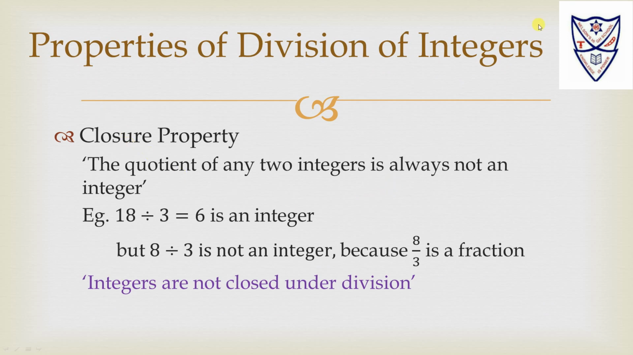Now properties of division of integers. First, closure property. The quotient of any two integers is not always an integer. That means, when you divide any two integers, it doesn't mean that at the end you will get an integer quotient. For example, 18 divided by 3 gives 6, which is an integer, but 8 divided by 3 is not an integer because 8 by 3 is a fraction. So therefore integers are not closed under division.